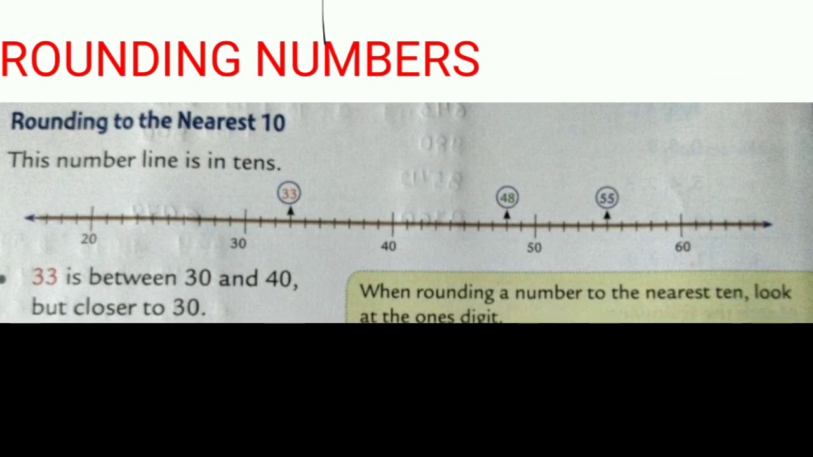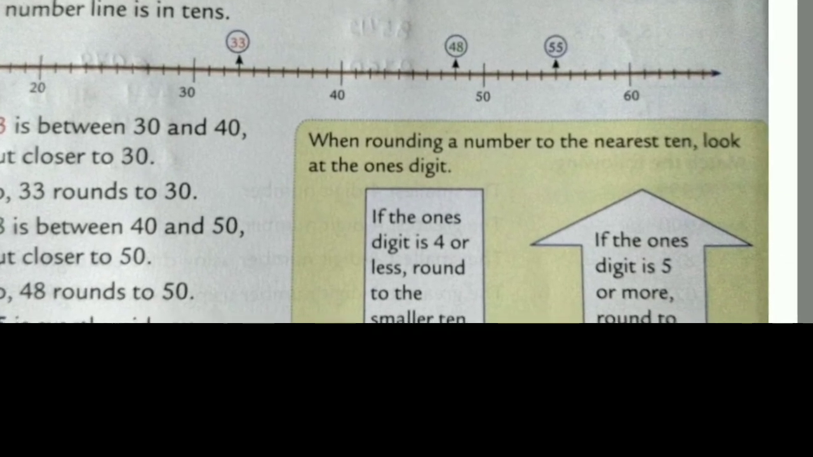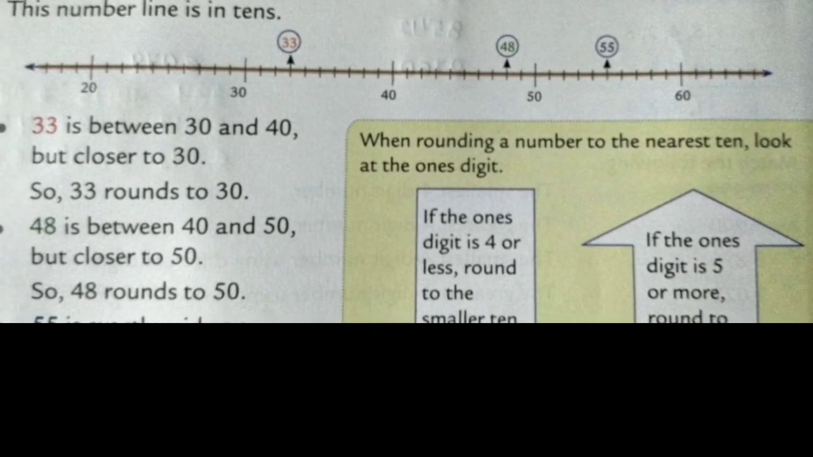Going to start rounding numbers. See, rounding to the nearest 10. How will we do it? In this one, we will use a number line. Number line means it is the same as your scale, which we use to draw a line. See, in this one, a few numbers are marked on the scale like 20, 30, 40, 50 and 60.